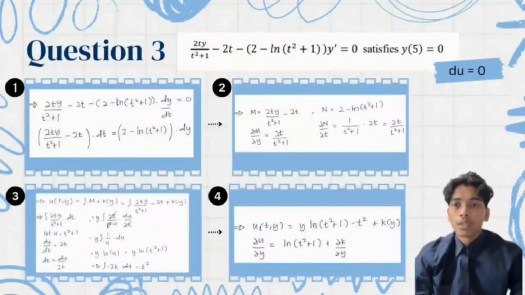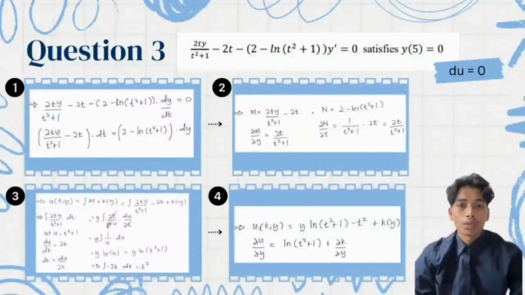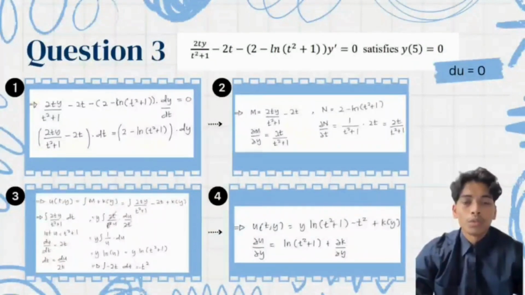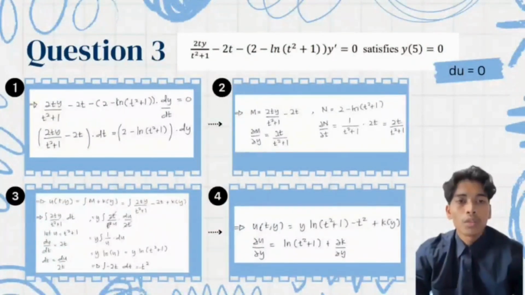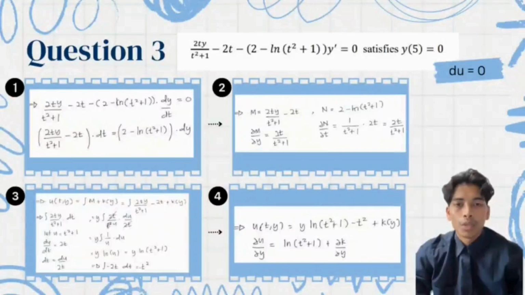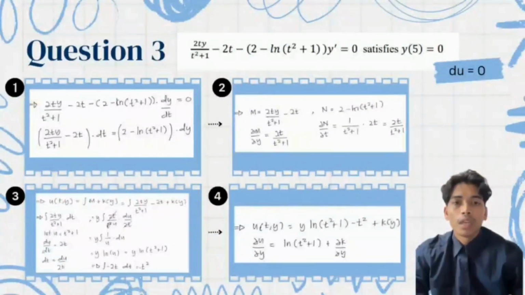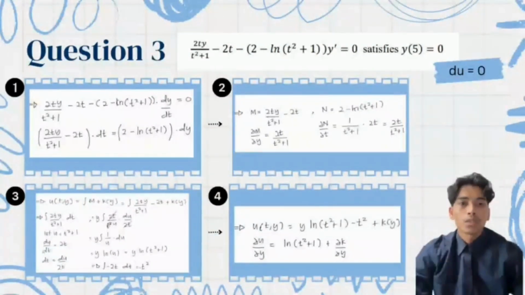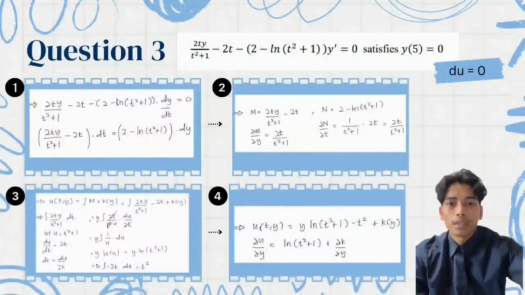We just put y at the outside because y is just a constant, and we will get the equation y ln(t square plus 1). And for the second term integration, minus 2t, we will get negative t square. And then we got our new equation for u, which is y ln(t square plus 1) minus t square plus k(y). So here we need to differentiate our u in order to get the partial derivative of u with respect to y, and the answer will be ln(t square plus 1) plus k'(y).